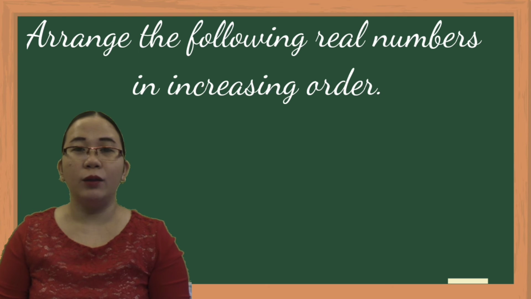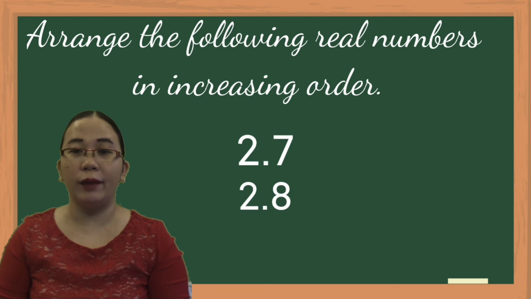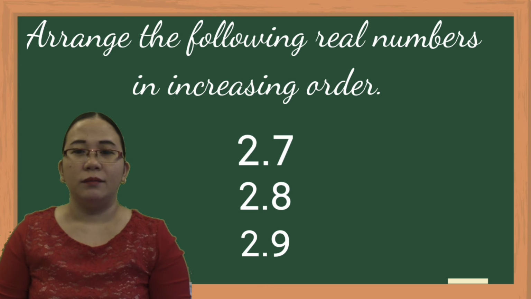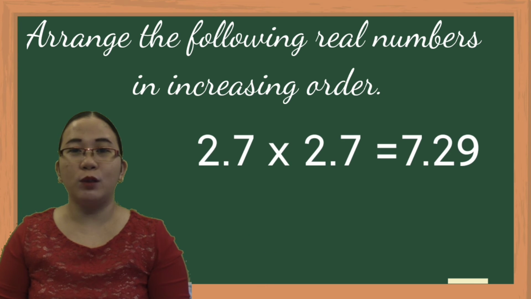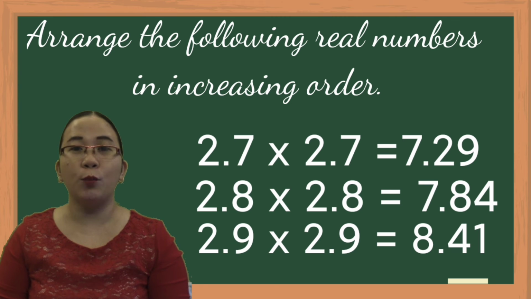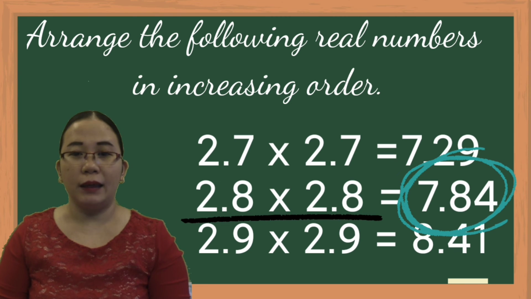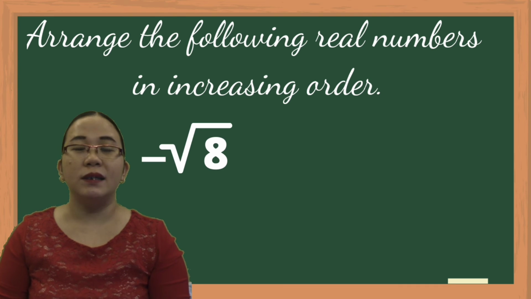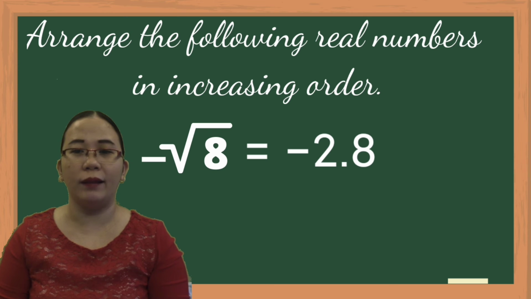So let us try 2.7, 2.8, and 2.9. 2.7 times 2.7 is equal to 7.29. 2.8 times 2.8 is equal to 7.84. 2.9 times 2.9 is equal to 8.41. Mas malapit ang 7.84 sa 8, kaya ang magiging square root ng 8 ay 2.8. Since there is negative outside the radical symbol, it is negative 2.8.